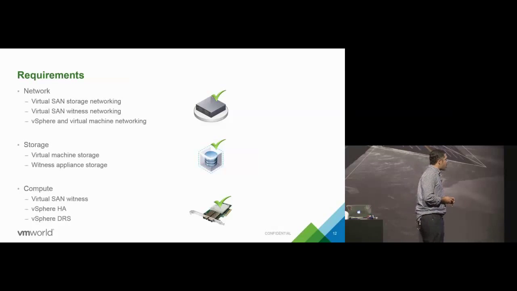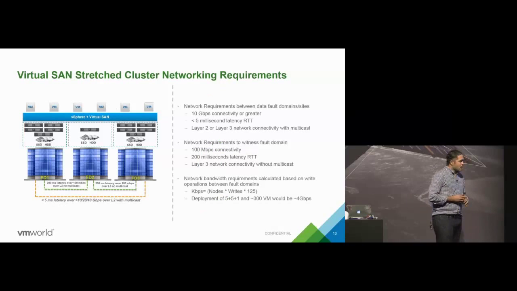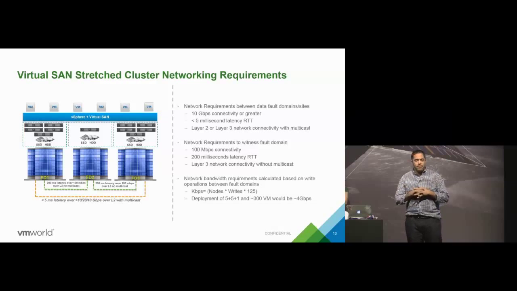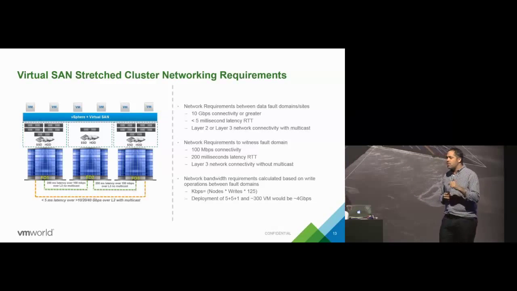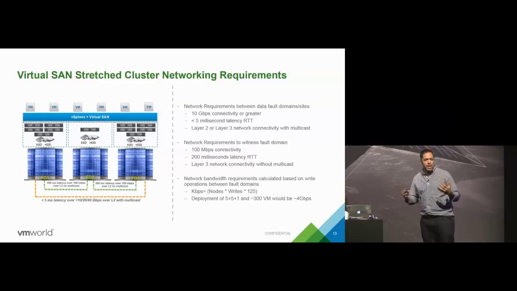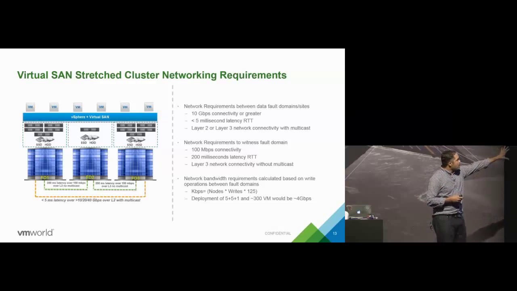So let's look at some of the requirements here. From a network perspective, Virtual SAN has some pretty unique requirements, though not completely foreign to those of multi-site stretch cluster capabilities. For those of you who are familiar with and using Metro, vPlex, and those kinds of solutions, the semantics here are very similar. If you look at the network requirements, we require 10 gig connectivity or greater across the link, across the data sites.